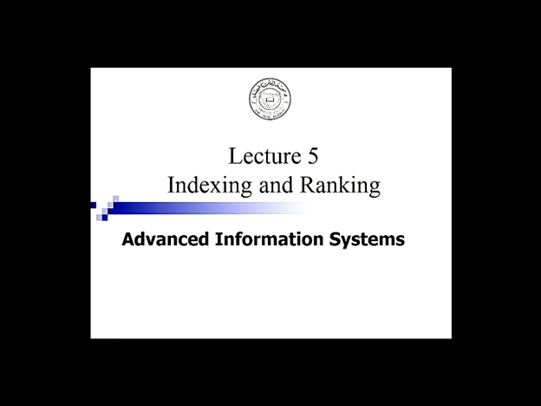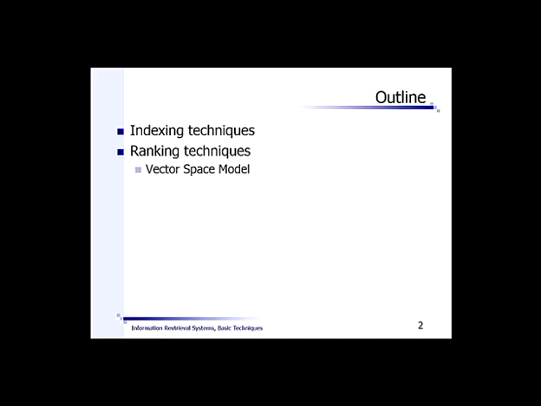We have been talking about the basic techniques in information retrieval, and today we'll talk about the different types of indexes used in information retrieval systems, and we will talk about the ranking of the documents in any IR system. There are several ranking techniques in IR systems, and today we'll talk briefly about one of them, which is the vector space model.